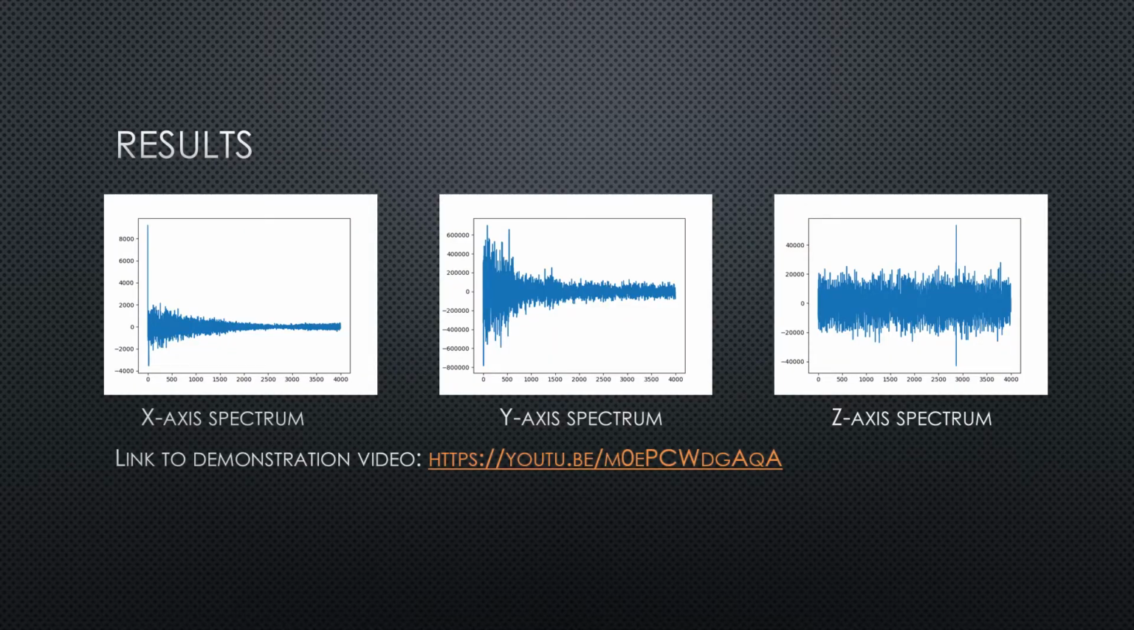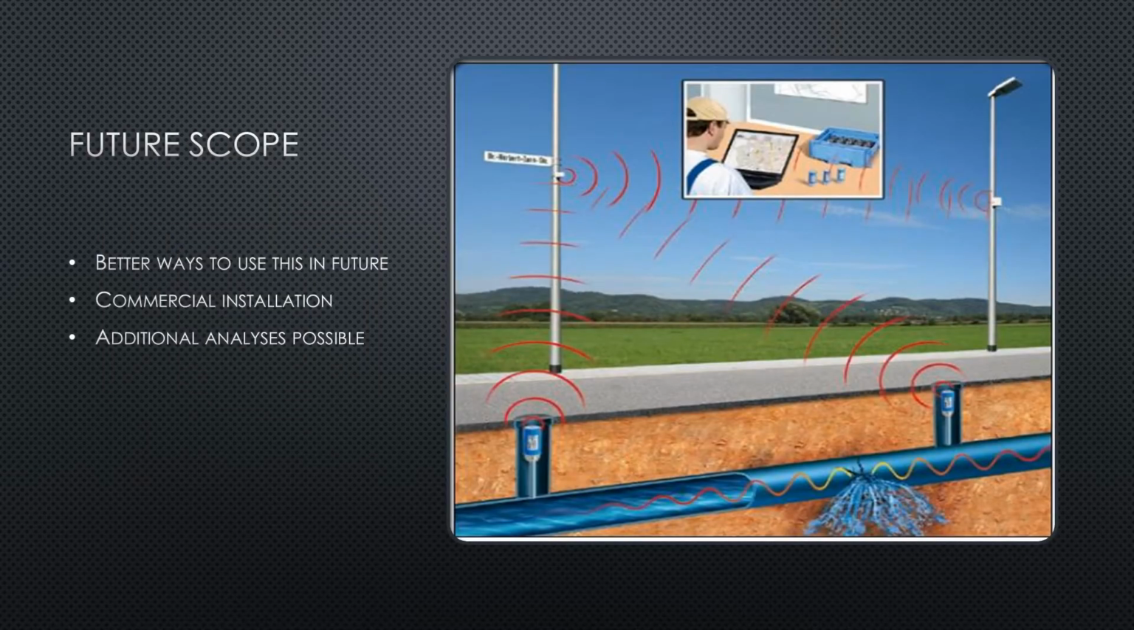Coming to the results, the waveforms shown here are the different spectra of all the axes of the accelerometer. The spikes that can be observed in the X and Z axis are because of the leaks. When a threshold is applied to the spectrum, it can be classified as a leak, as the particular magnitude of the frequencies which are created by the leak are crossing the threshold. The demonstration video of the system detecting the leak can be found in the link shown below. This system can be used to detect leaks in all kinds of pipes and can be used for 24-hour surveillance.